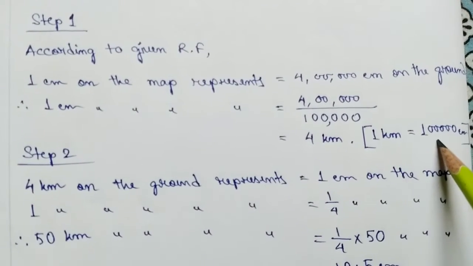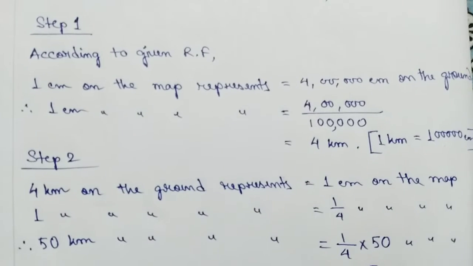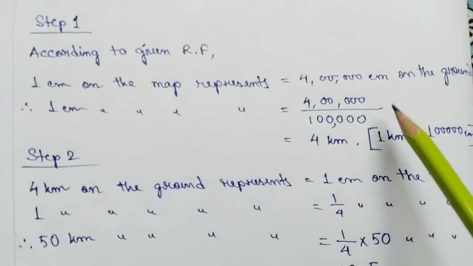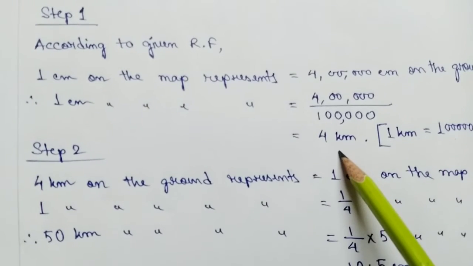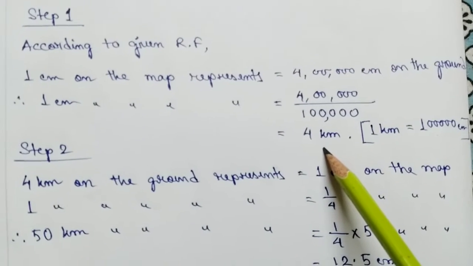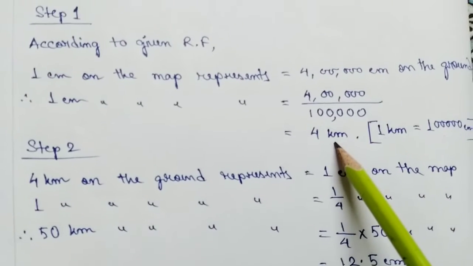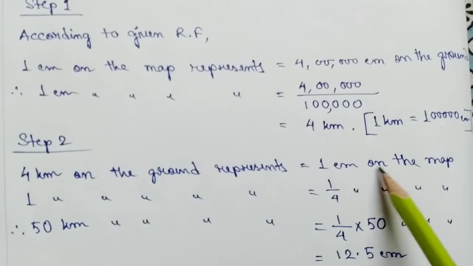1 kilometer represents 1 lakh centimeter. So we have divided it here and we will get 4 kilometer on the ground. Step 2: 4 kilometer on the ground represents 1 centimeter on the map.